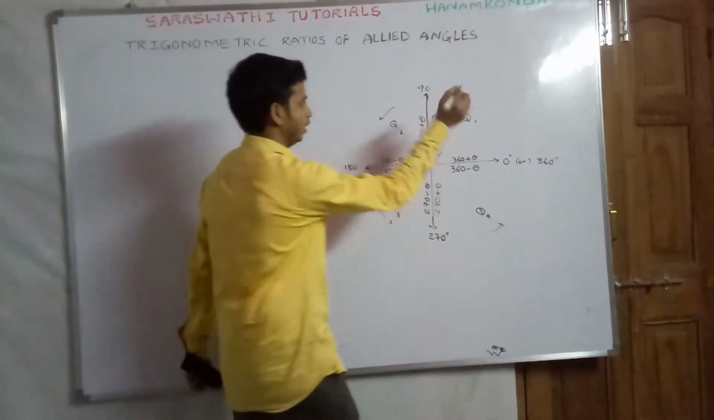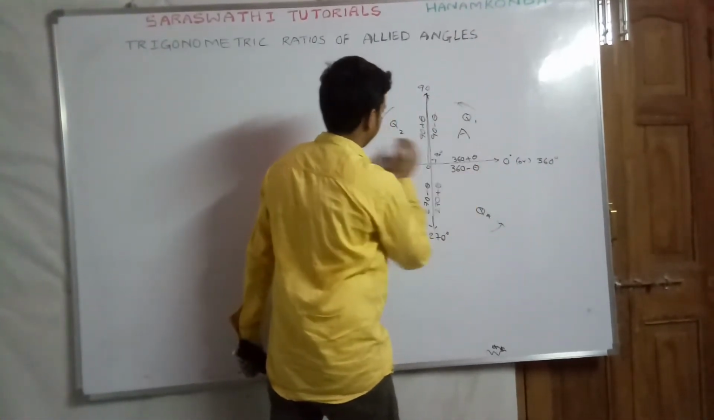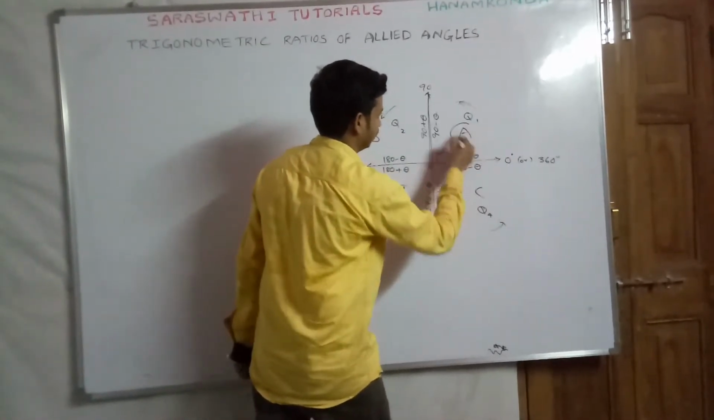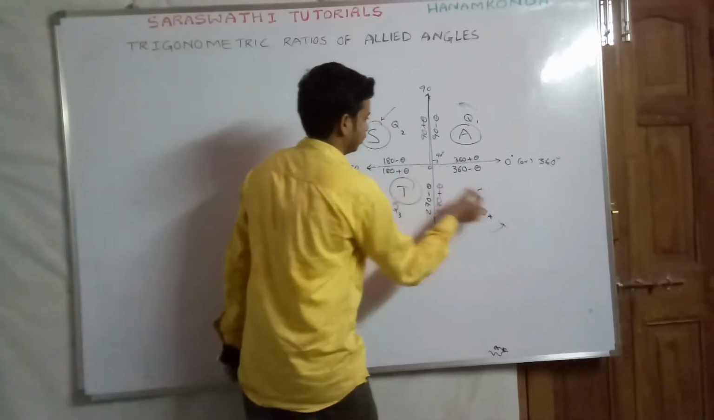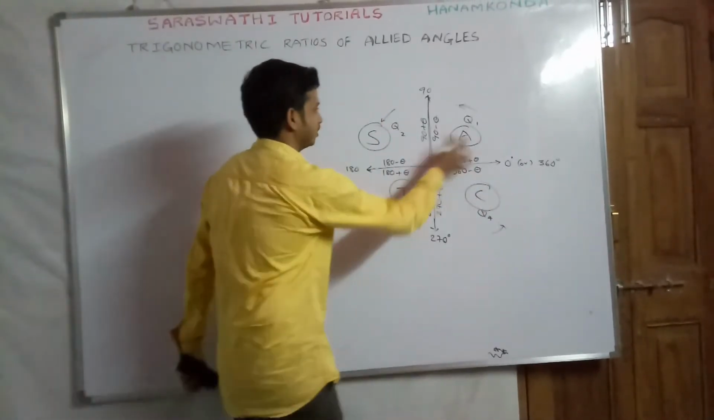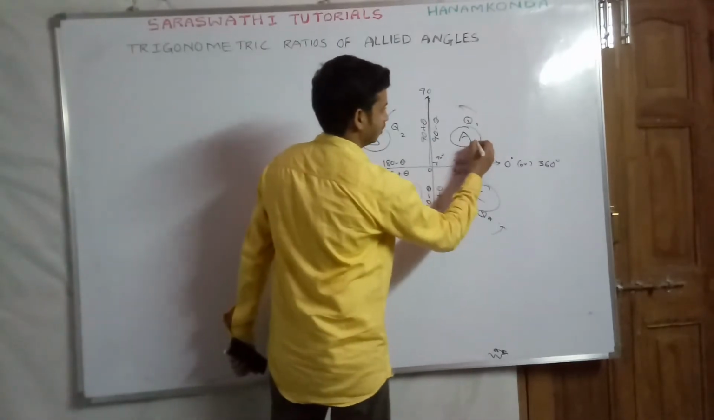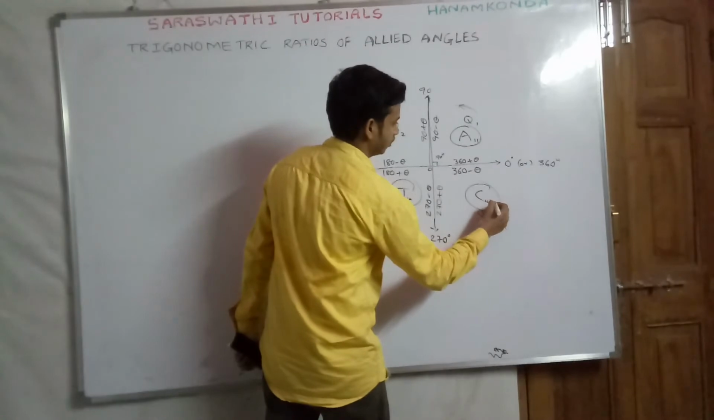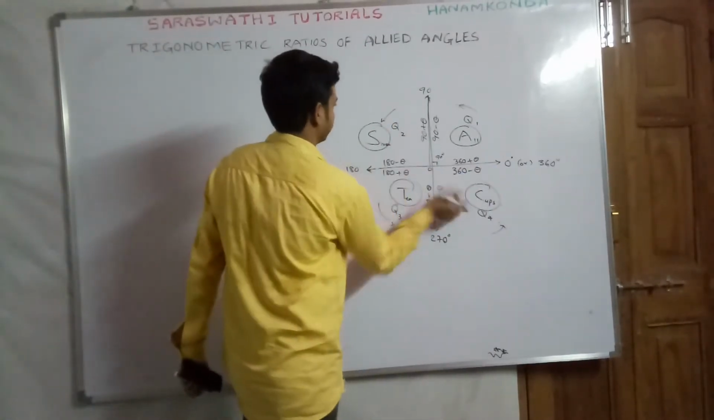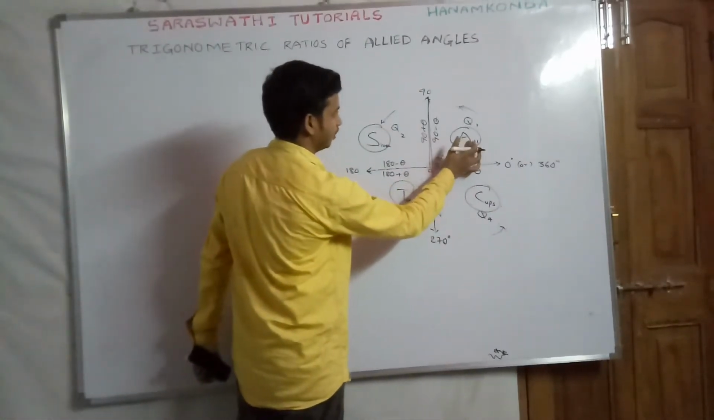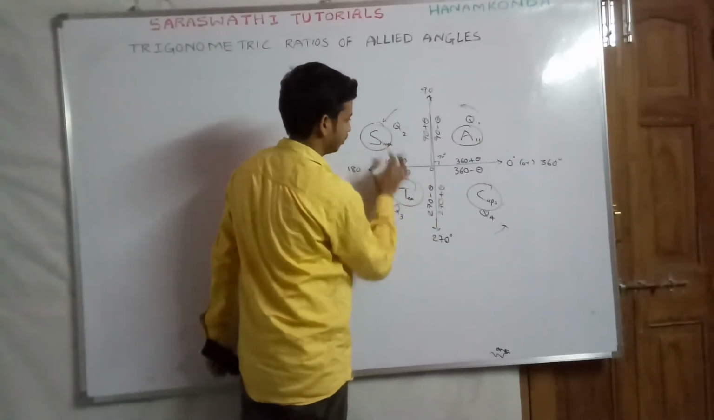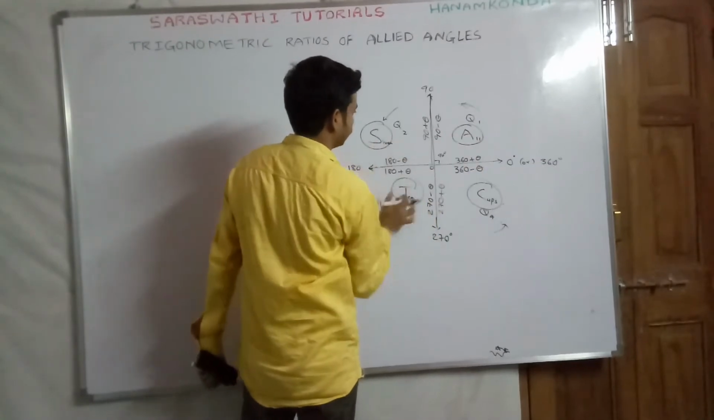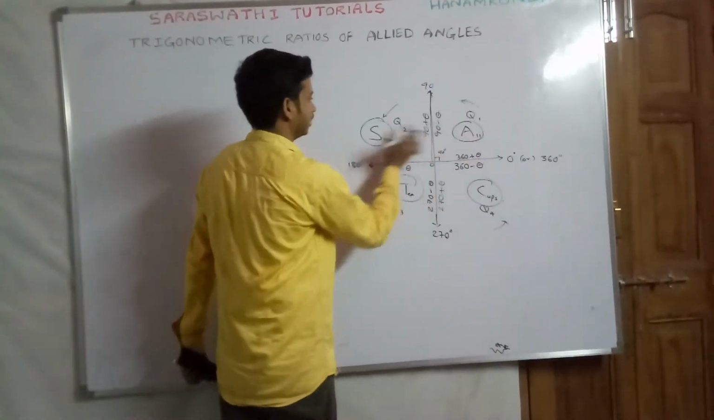Okay, so let us take a code: ASTC. Some of them may code it as All Silver Tea Cups. Okay, so this is the code. Or some of them may code it as Add Sugar To Coffee, or some of them may code it as All School To College. So whatever it may be, the rule is the ASTC rule.